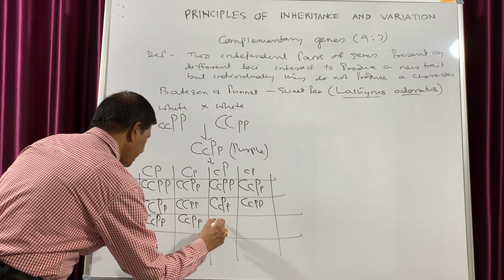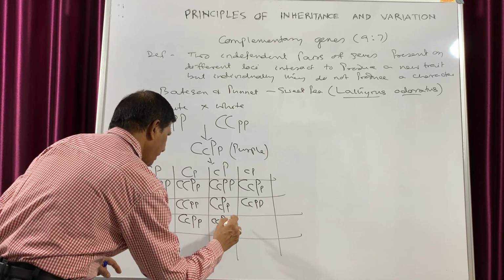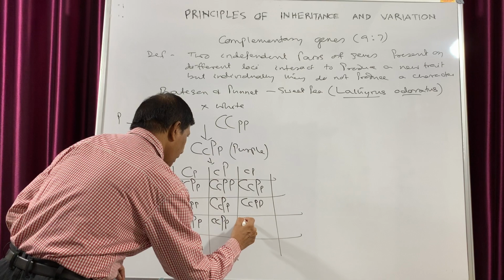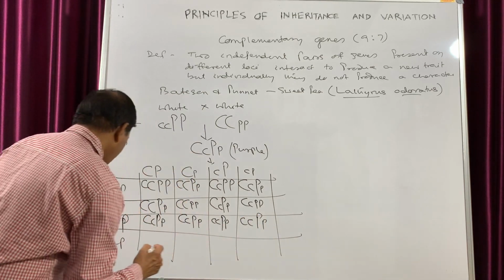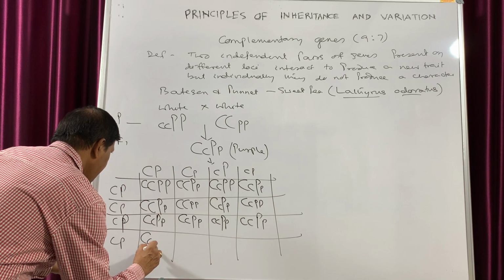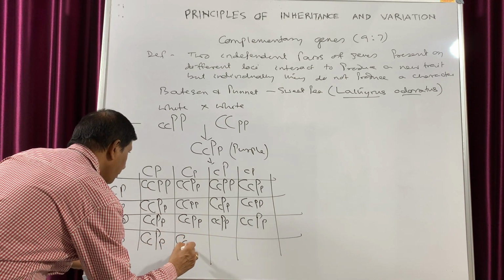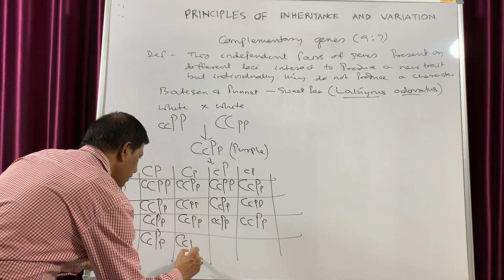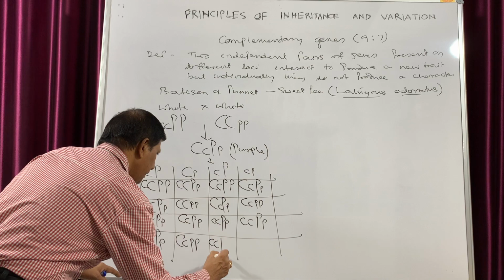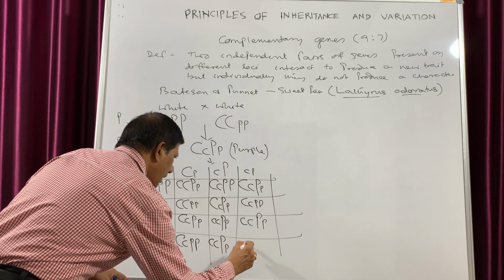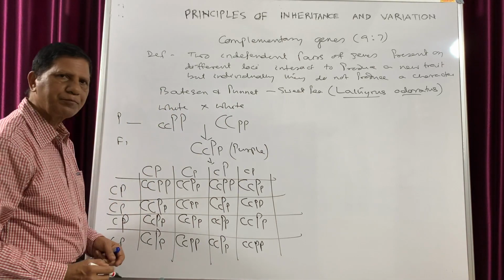This one small c, then capital P, small p. And this one small c, capital P, small p. And this one capital C, small c, capital P, small p. Then this one capital C, small c, and small p. And this one small c, capital P, small p. And these are all in lower case.